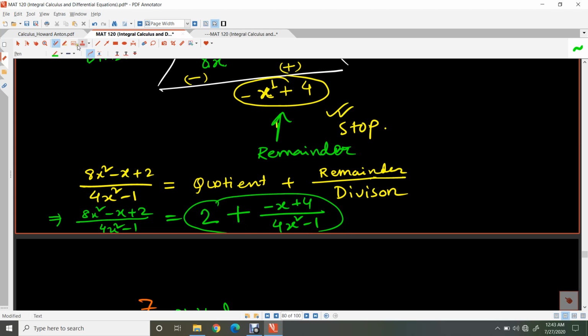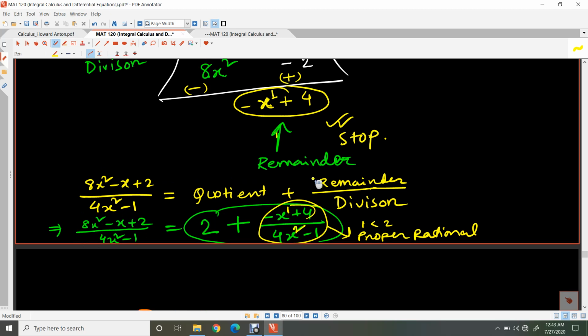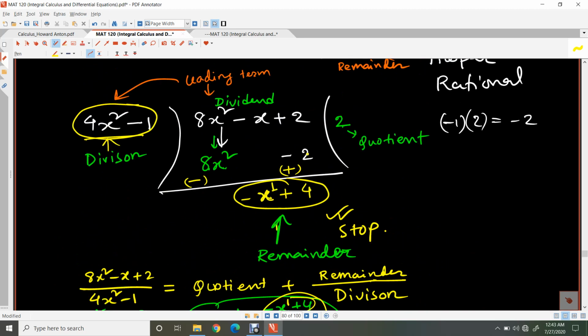And automatically you can see on this part that here we have x power 1, here we have x power 2. That means the degree of the numerator is 1, the degree of the denominator for this part is 2. So 1 is less than 2. That means it is obviously a proper rational function. So this is how we can express any improper rational as a proper rational by using the long division method.